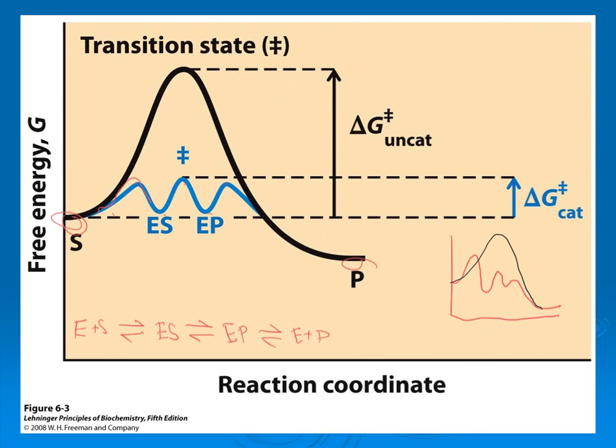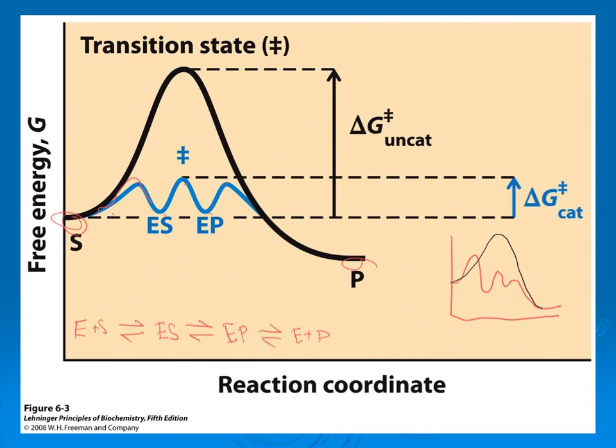And so overall, it's faster because the big hill is now much smaller. That first dip is always going to be ES. That's for a simple mechanism.